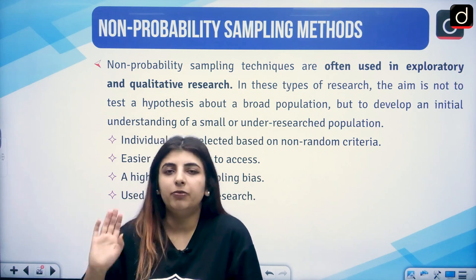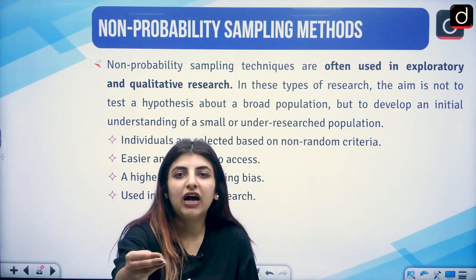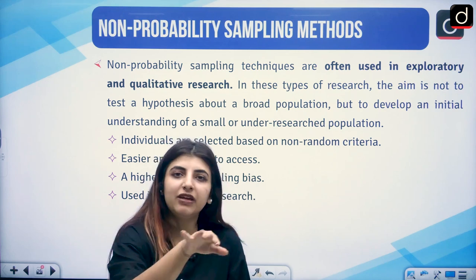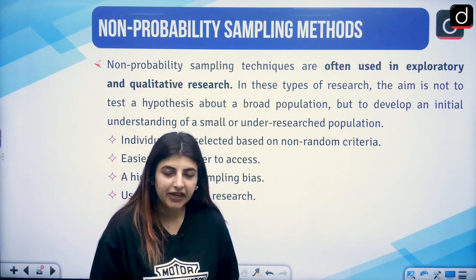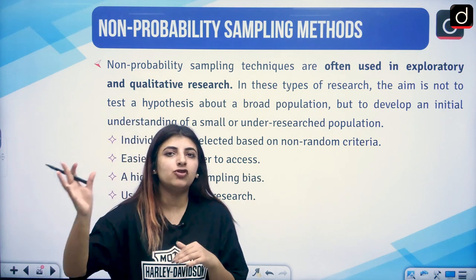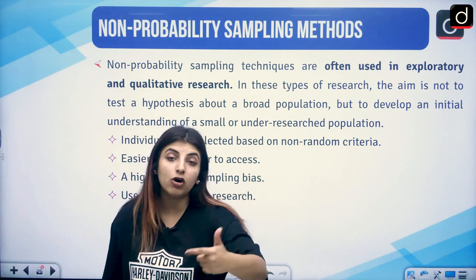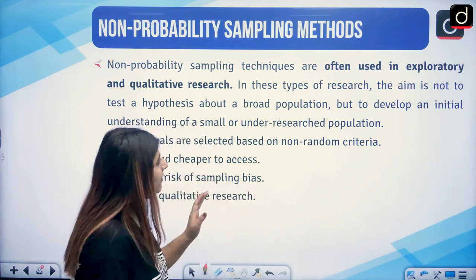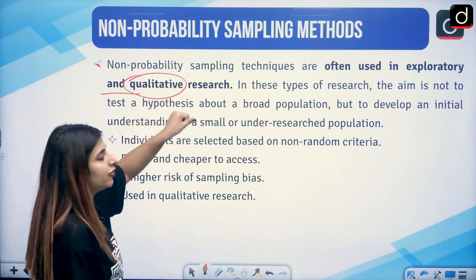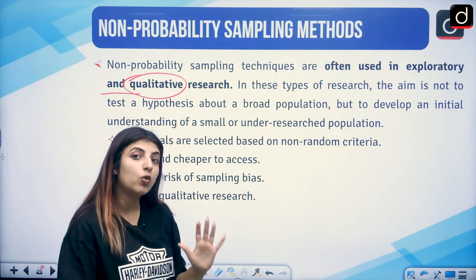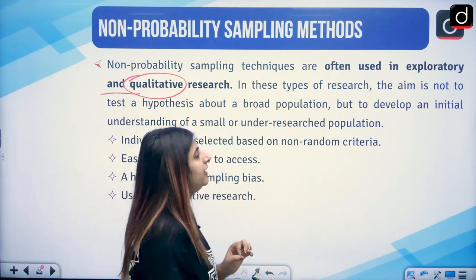from the probability. In probability, we are giving an equal chance to every member of getting selected. But here in the non-probability sampling technique, convenience comes into play. The researcher can choose who he or she wants as the sample, right? Often used in exploratory and qualitative research. So in probability, we deal with quantitative. In non-probability, we deal with qualitative research.